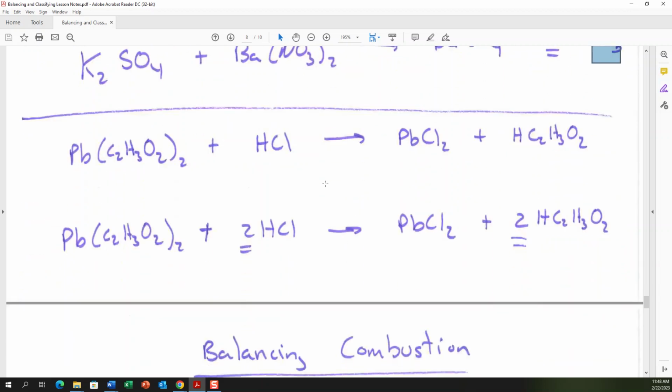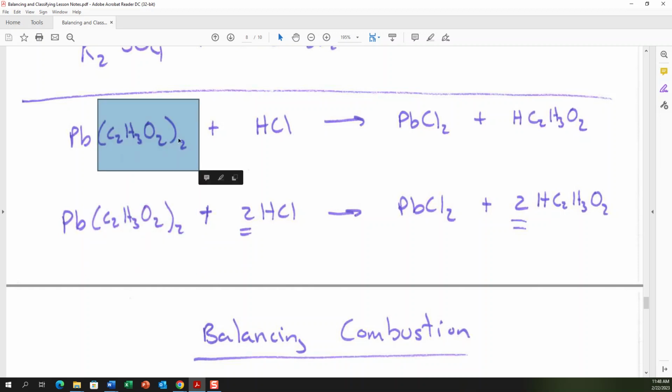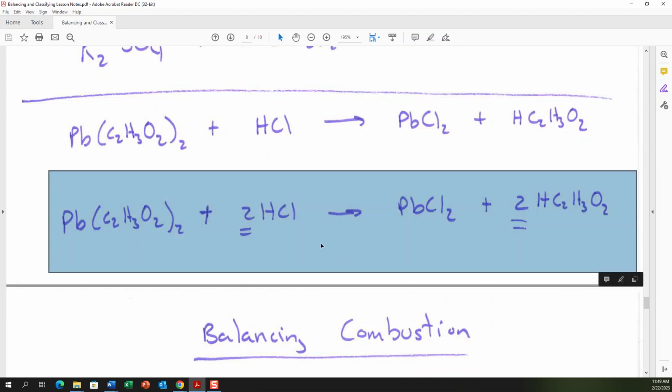All right. So again, it's easier to treat acetate as one thing. So you have 2 of them here, right? So up here I have 2 acetates, but over here I only have 1, so I need to put a 2 there. One lead, I don't need to adjust anything. One hydrogen, but now because I put that 2 there, 2 H's, so I got to put a 2 here. Now I have 2 chlorines, right? So that is my balanced equation.